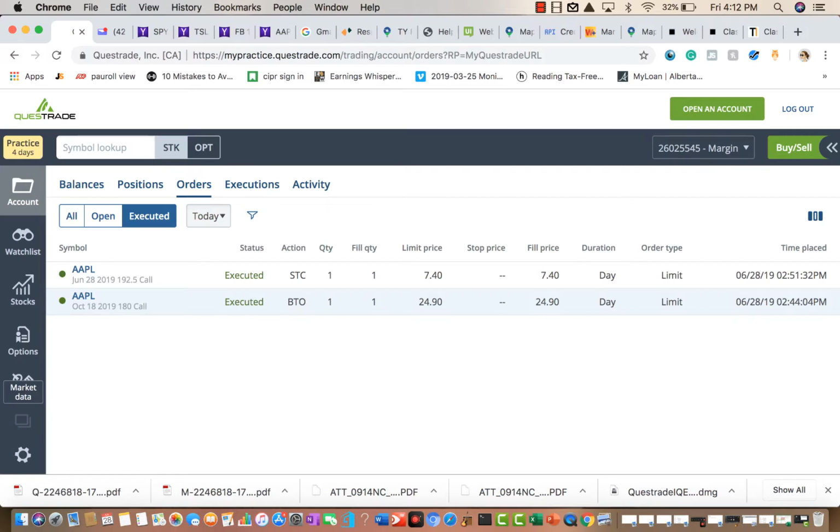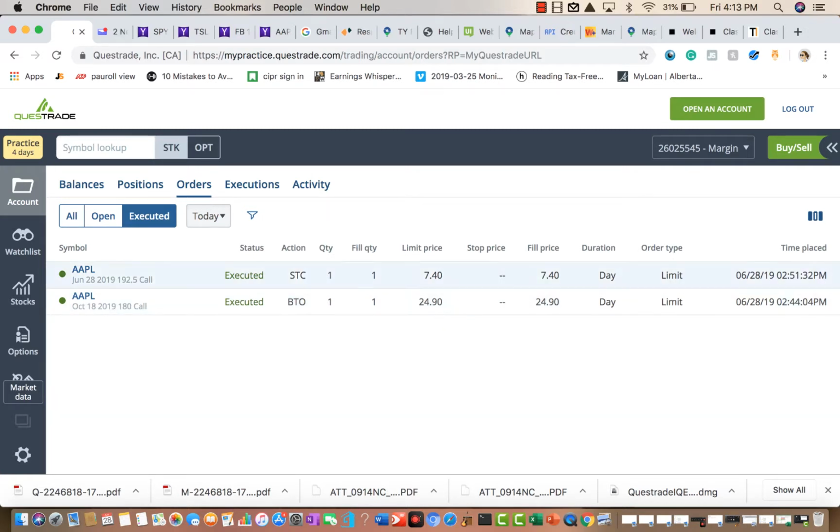What do I mean by order? Well, in this case, you asked to enter Apple, to buy to open. This is what BTO stands for, buy to open. When you want to do a call option on Apple, you buy to open in order to do a call option on Apple.